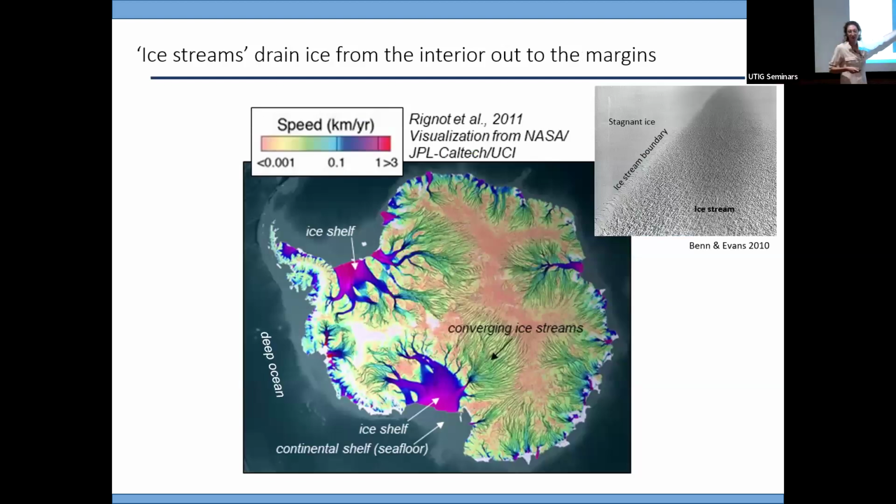The way that interior ice ends up at the margins is generally through these fast-moving corridors of ice flow called ice streams. They form fluvial-looking flow networks, which I find really beautiful. And just like streams, they converge into really fast-moving ice shelves. These ice shelves are moving ice out to the oceans at speeds of multiple kilometers per year. And so if you're standing there looking at it, you're not necessarily seeing it moving with your eyes, but it certainly changes across days.